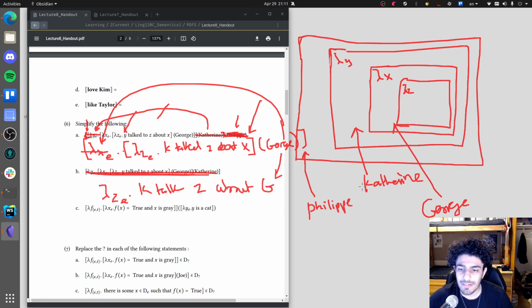So now we have satisfied Catherine, we've satisfied George. We still have Felipe. What happened to him? Well, Felipe is still on the outside. There's still a Felipe bracket. We kind of crossed it out. He's still there. He's in this outermost scope.